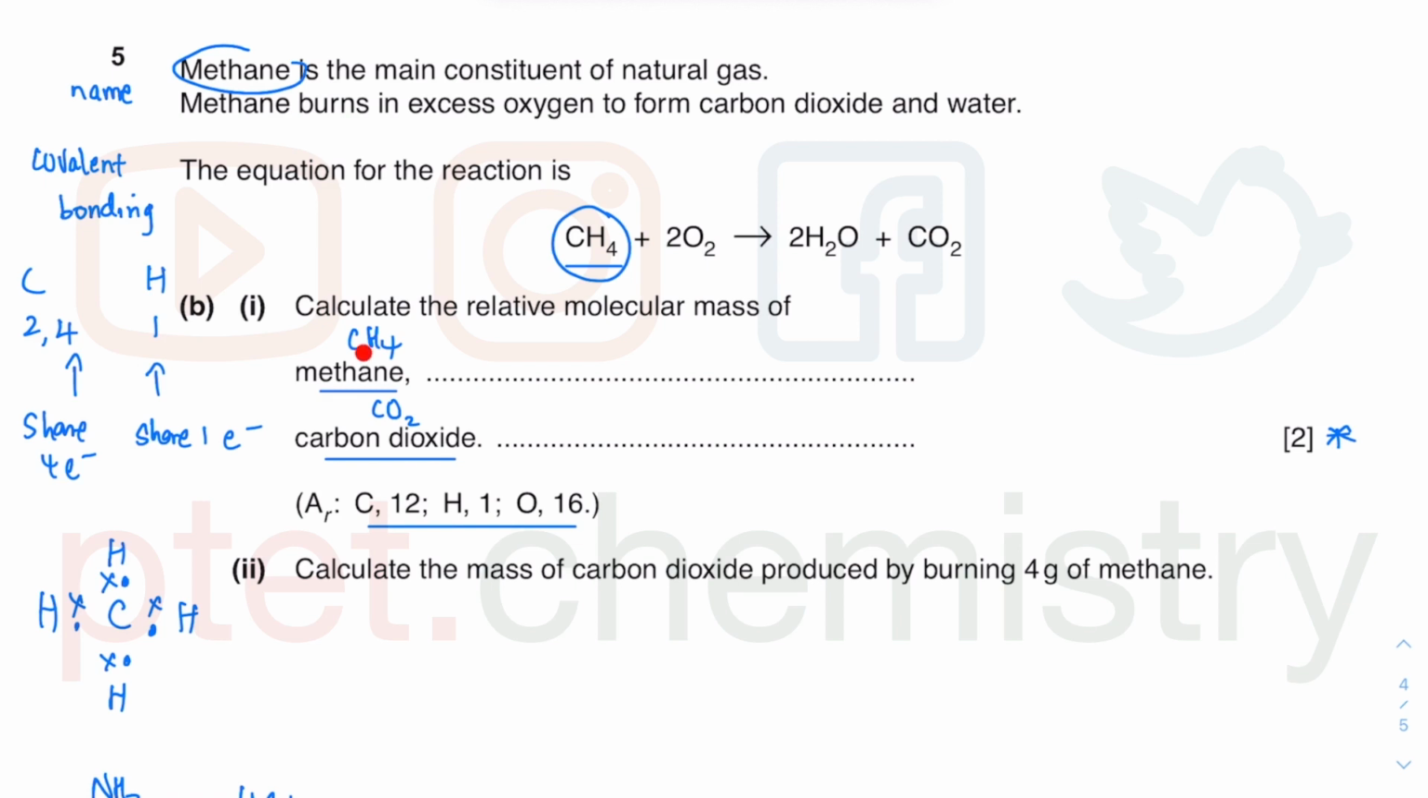There is one carbon and 4 hydrogen. There is one carbon and 2 oxygens. So 1 times 12 plus 1 times 4, do that on your calculator, you get 16. We don't put gram for relative molecular mass because Mr is for 1 unit. Okay, we are not talking about reacting masses, we're talking about Mr.